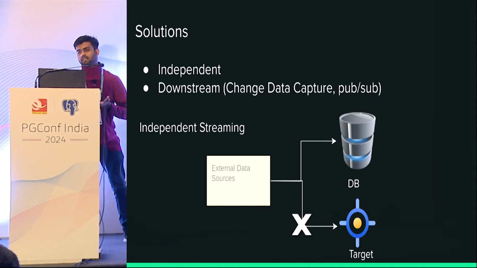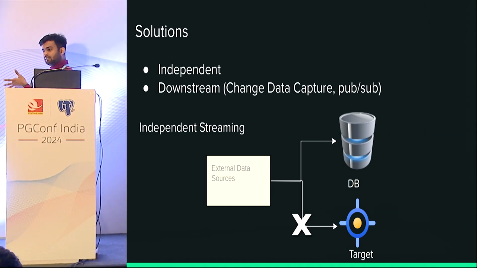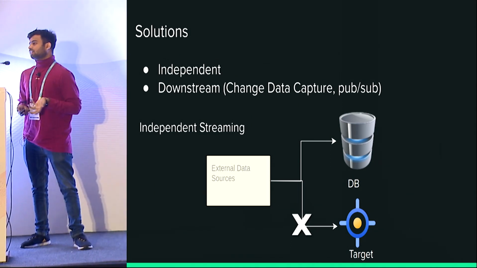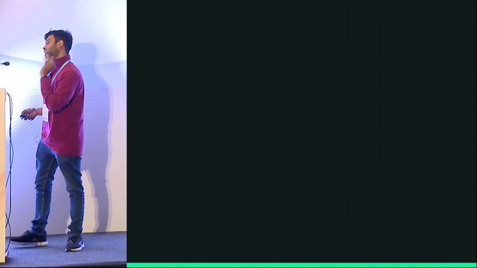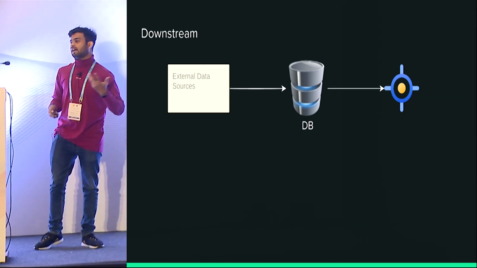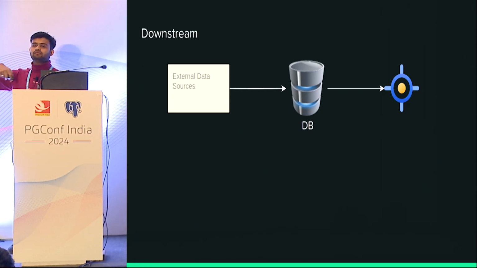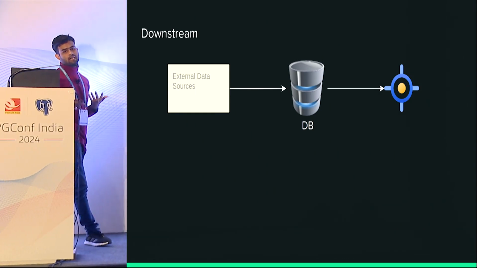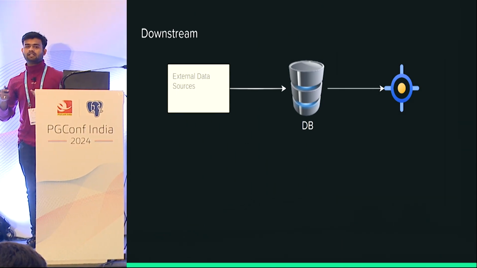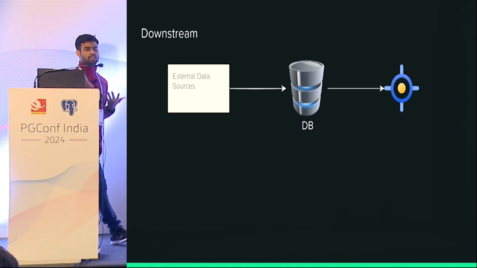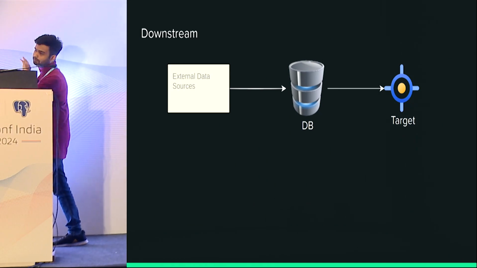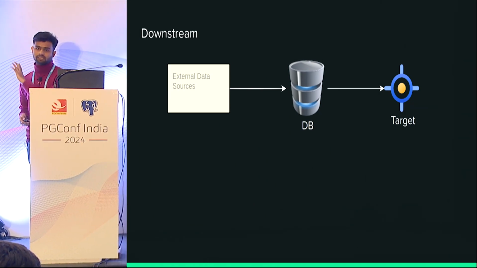So from this we found that, of course, independent streaming is possible, but there can be a problem of consistency. So one thing we can do is process this in a downstream manner, meaning first I'll put the data in the database, and then from there I'll fetch the data and give it to my target. Of course, it will add some amount of latency, but still, I'm making sure that the data reaches the target only if it has been entered in the database. So after data is inserted, I'll pull the data, or my database will push the data to the target.